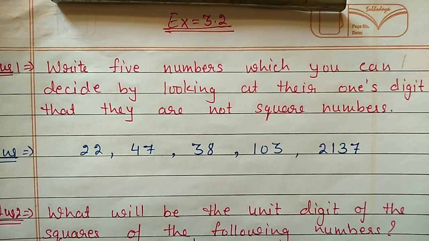Now we will start exercise 3.2. With the help of these properties we have to do this exercise. First question, write 5 numbers which you can decide by looking at their ones digit that they are not a square number. So when we discussed the properties of square numbers, we discussed that a number ending with 2, 3, 7, 8 can never be a square number. So you can write here any number ending with 2, 7, 3 or 8. I have written 5 numbers here. You can take your own numbers also which are ending with 2, 3, 7, 8.